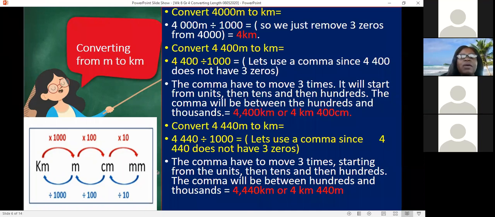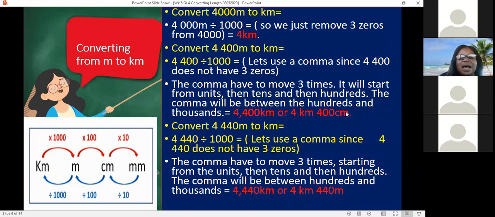In case you're wondering why we don't start the comma from outside, the comma has to be between numbers always. We can't have a comma that is outside a number. So the first comma will be in between 4 and 0. That's comma number 1. And then we move the comma the second time, between 4 and 4. And then we move the comma the last time, between this 4 and 4. So it means that our answer will be 4,440, or we can write it as 4 kilometers, 440 meters.